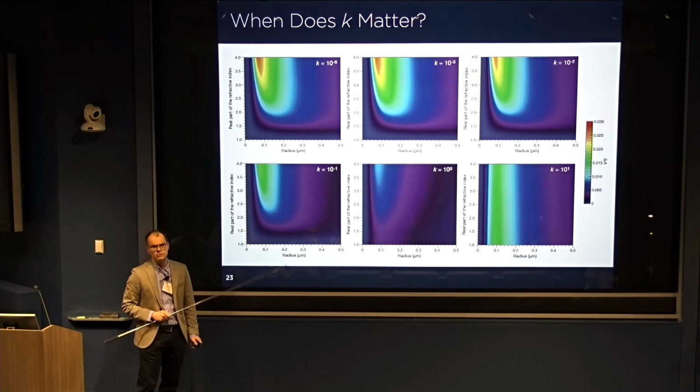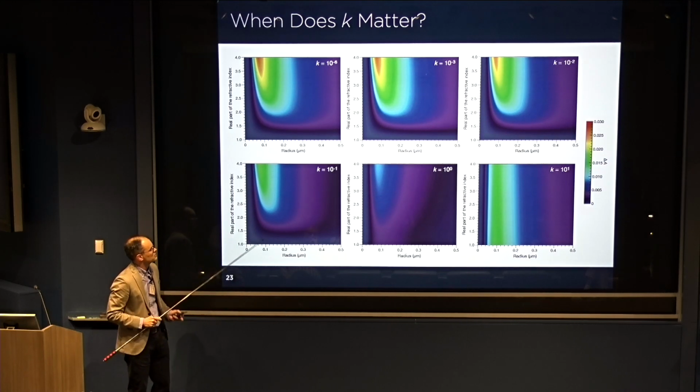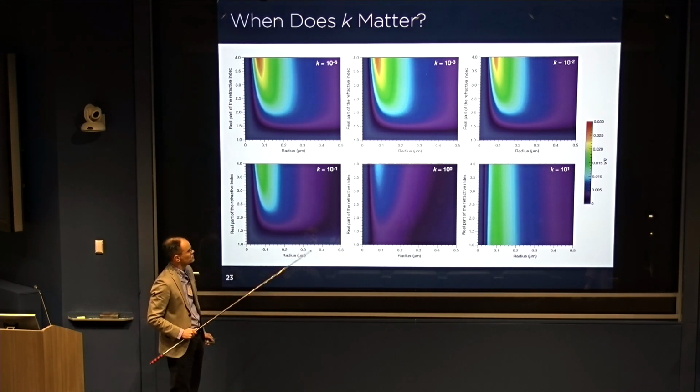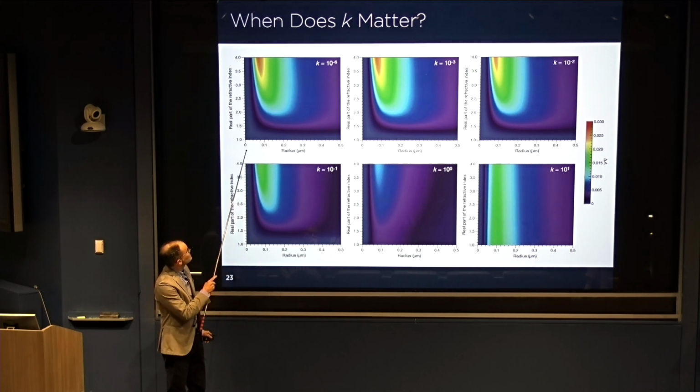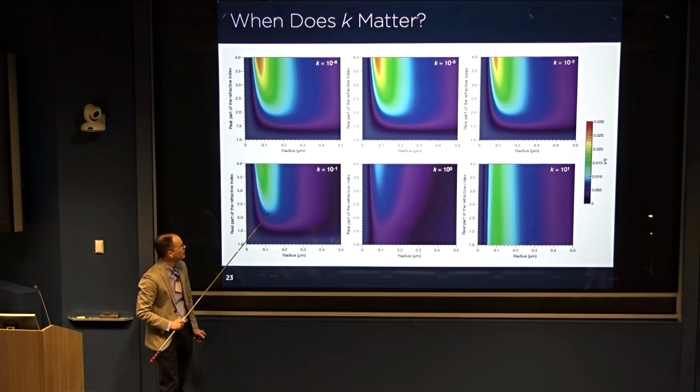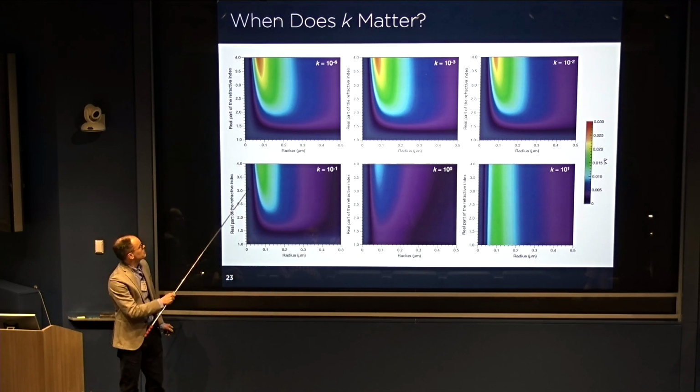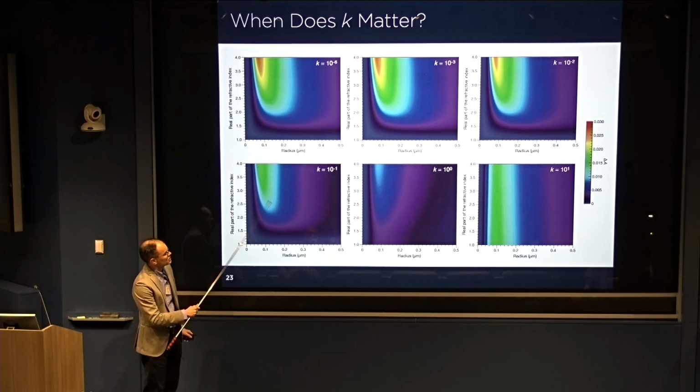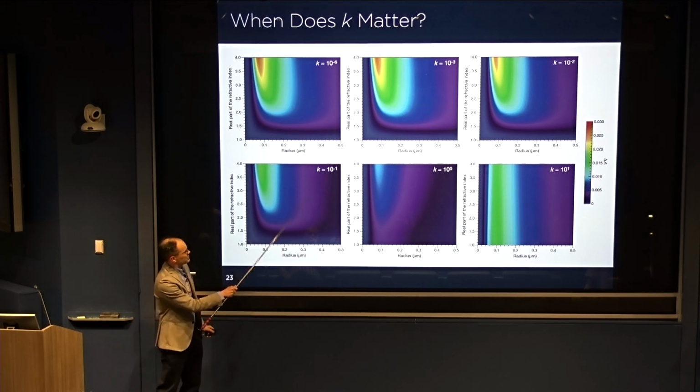What about the imaginary part of the refractive index? This is something I was curious about from discussions last time. And what we see is as K goes up from 10 to the negative 6, 10 to the negative 3, 10 to the negative 2, not much change. But then from 10 to the negative 2 to 10 to the negative 1, there is starting to be a dip in the delta A.